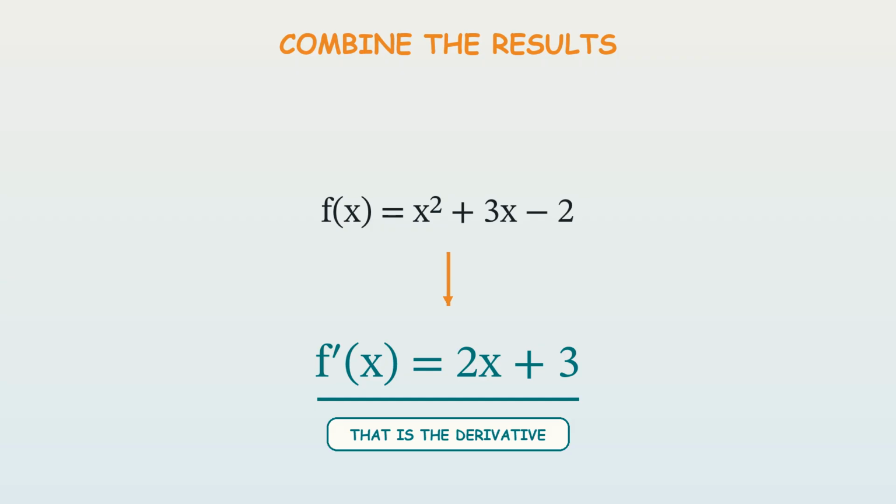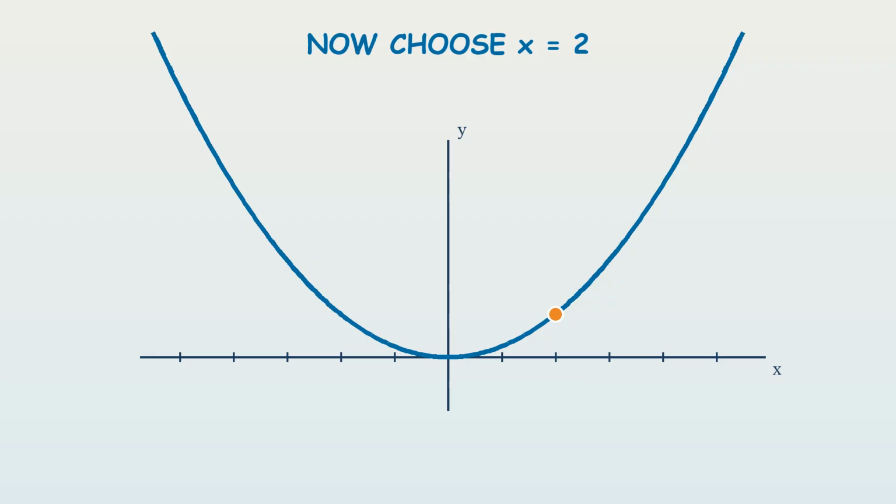Let us choose a specific point. Say x equals 2. First, find the original height of the curve at x equals 2. 2 squared is 4. 3 times 2 is 6. 4 plus 6 minus 2 gives us 8. So the curve passes through the point 2, 8.